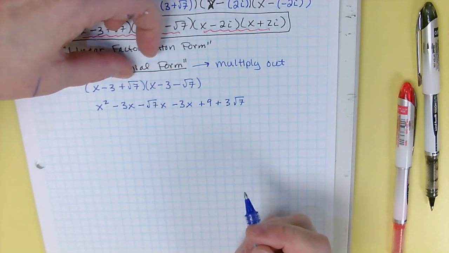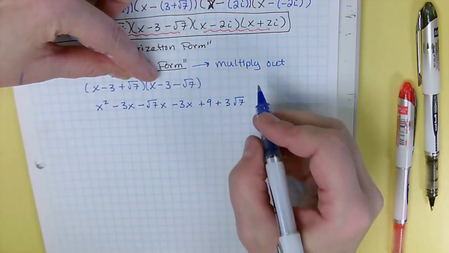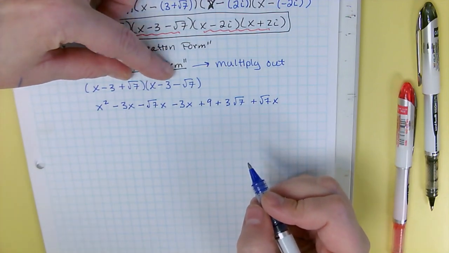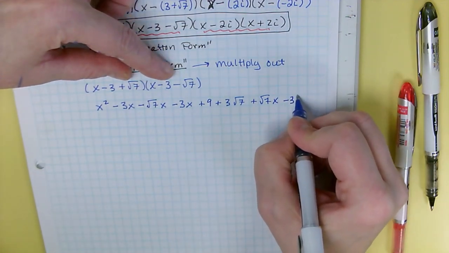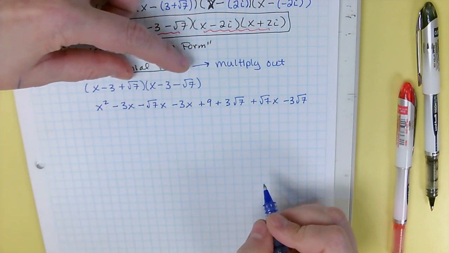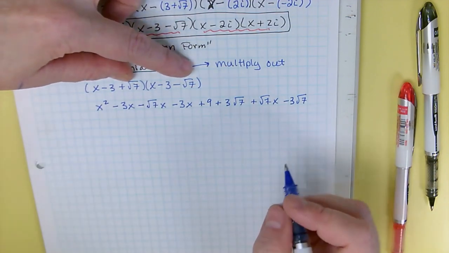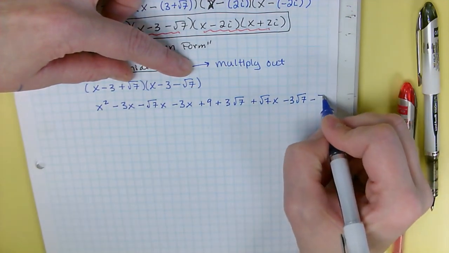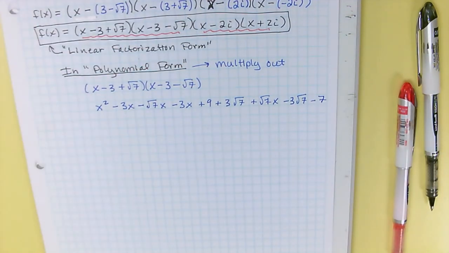All right, now we're going to distribute the radical 7. Radical 7 times x is radical 7x. Radical 7 times negative 3 is negative 3 radical 7. And positive radical 7 times negative radical 7, well, a positive times a negative is a negative. Two 7s, one comes out, so negative 7.